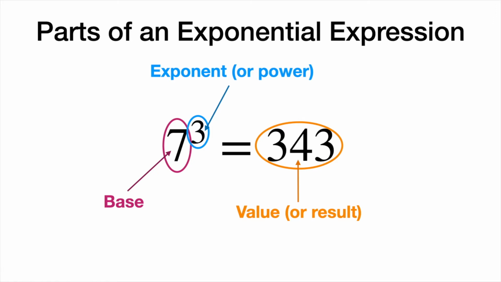So those are the parts of an exponential expression. Let's take a minute to really look at that, because we're going to use this in our next example. It's important for you to pay attention to each of these parts. 7 is the base, 3 is the exponent, and 343 is the value.